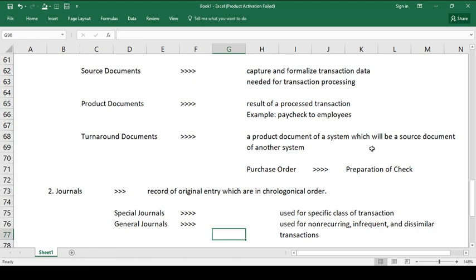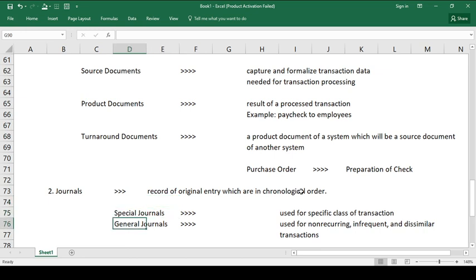Tama naman, no? Once we prepare journal entries, we record it in chronological order. Okay, for example, in a day-by-day basis. Hindi pwedeng mauuna yung kahapon kaysa ngayon. So, ganun yun. Chronological order. Okay. The journals are divided into two different classes.